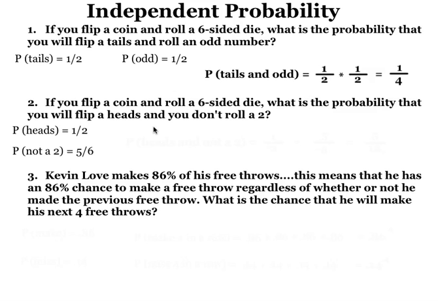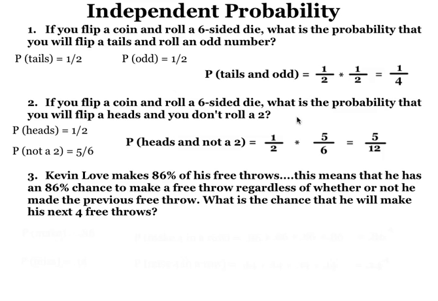Now again, just like you did in the previous question, if you want to find the probability that you're going to flip a head and you're going to roll a number other than 2, you're going to have to multiply those 2 things. So the probability of flipping heads is equal to 1/2. The probability of not rolling a 2 is equal to 5/6. So when I multiply those 2 probabilities together, I end up getting 5/12. Let's look at the last problem now.